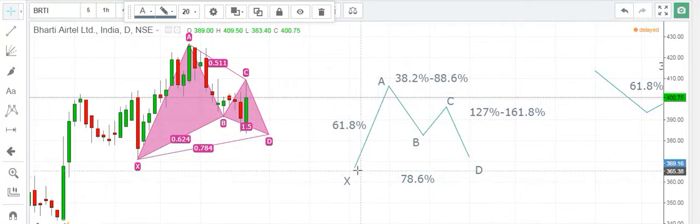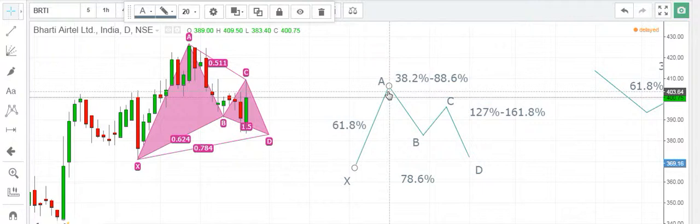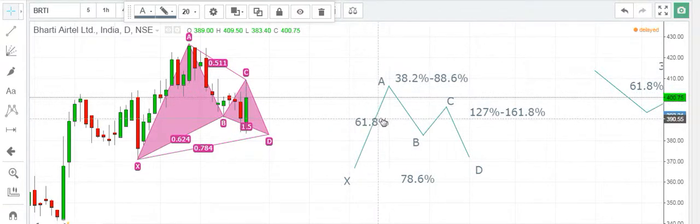When a stock moves from X to A, it's quite similar to a cipher pattern. It's a harmonic trading pattern. When a stock moves from X to A, we take the Fibonacci retracement of X to A, and the 61.8% Fibonacci retracement of X to A should give us B.